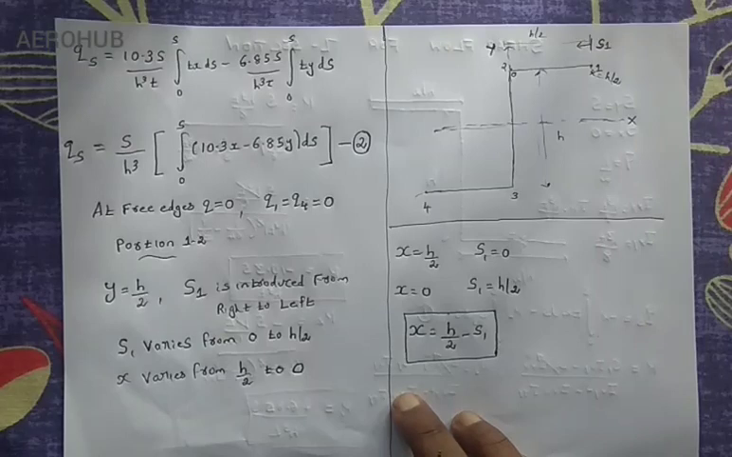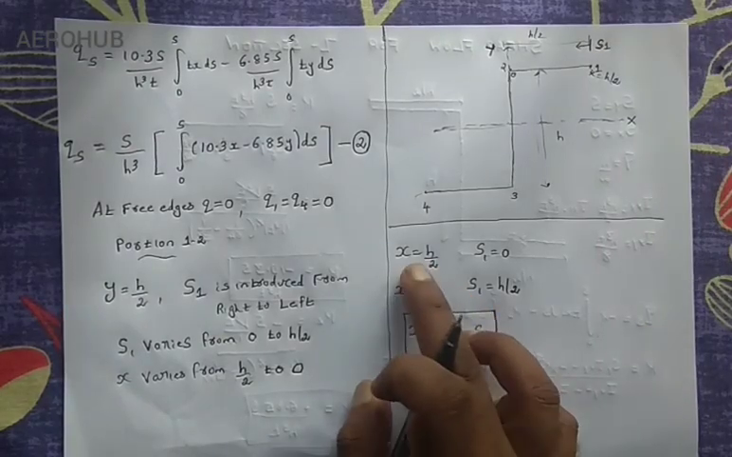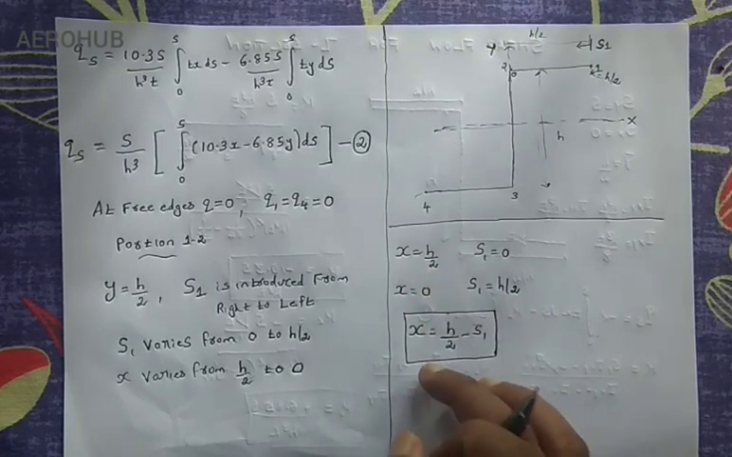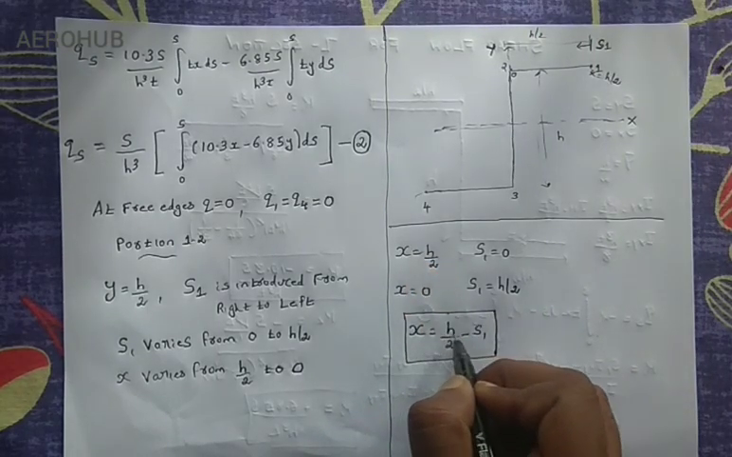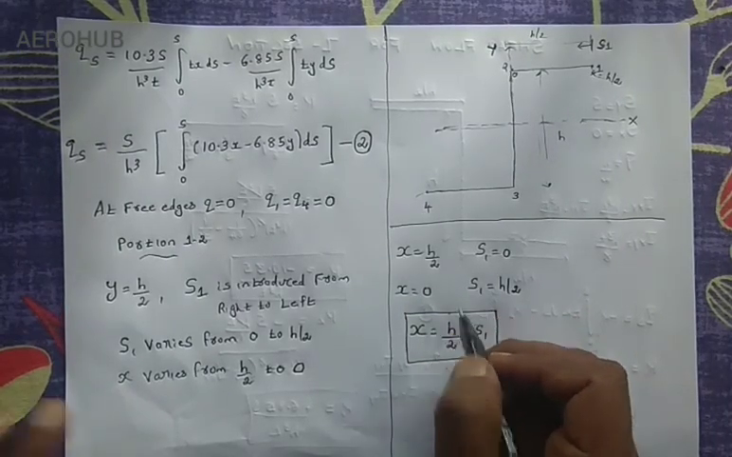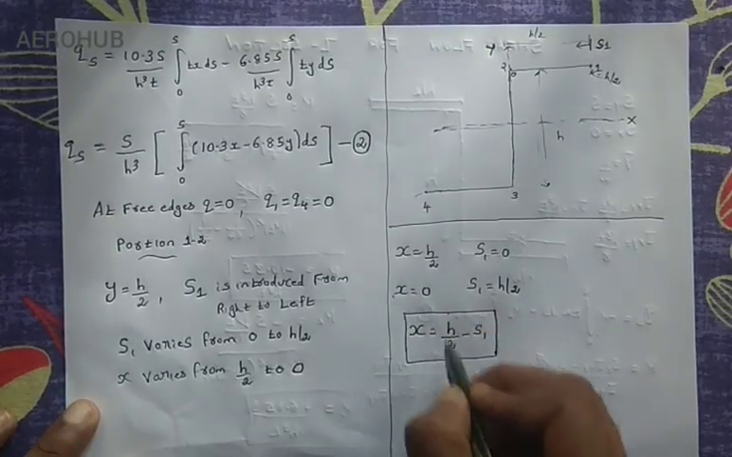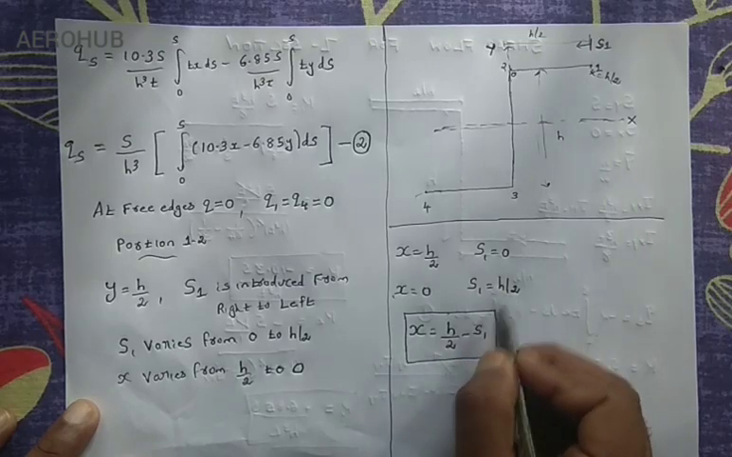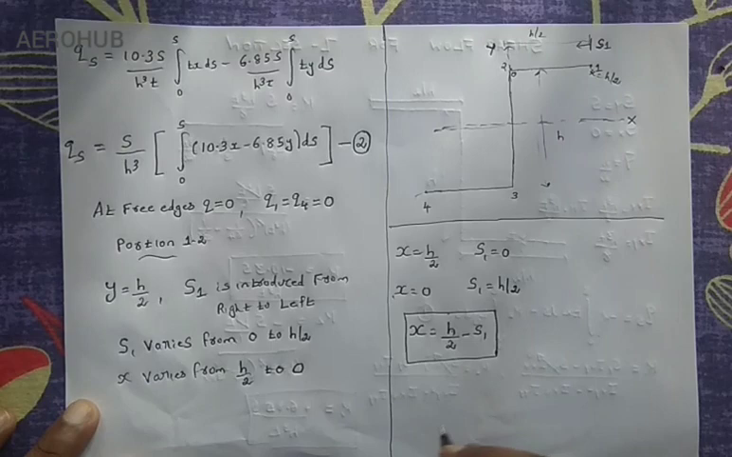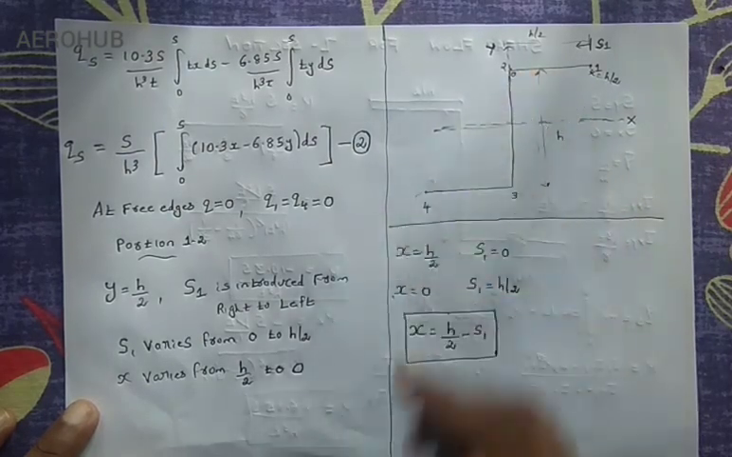If I check for this portion, x is equal to h by 2, and S1 will be 0, so it is satisfied. At this point, x is equal to 0 and S1 is equal to h by 2, so h by 2 minus h by 2 will be 0. So this is satisfied. Now we have to find out the value of shear flow between portion 1 and 2.